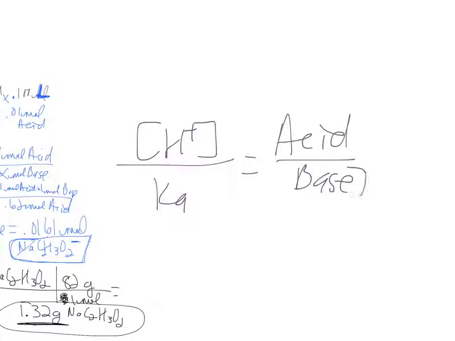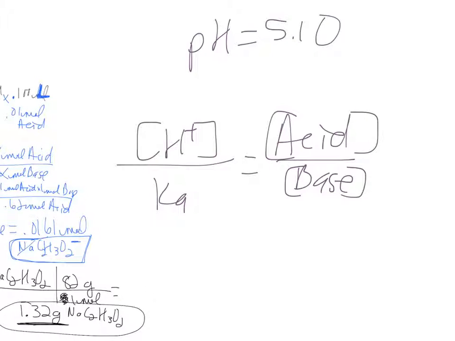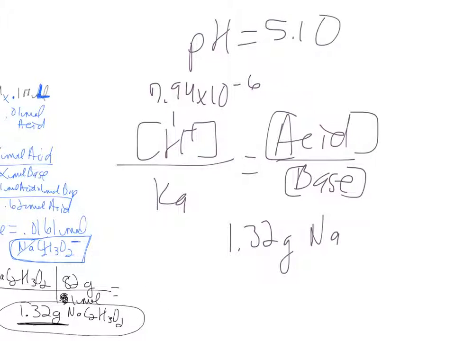What's going to be different for each buffer is that your hydrogen ion concentration is different, because that is based on your pH. For example, on the next one where my pH was 5.10, I got a hydrogen ion concentration of 7.94 times 10 to the negative 6th. You calculate that and see that you get that. I'm going to give you what I got for the mass: 1.32 grams of the sodium acetate.